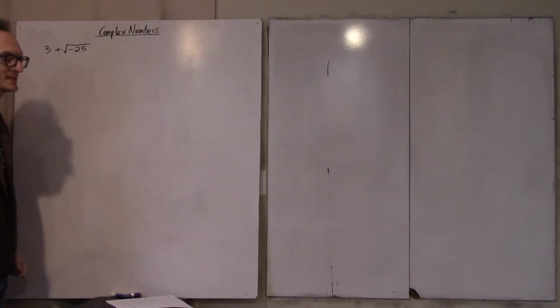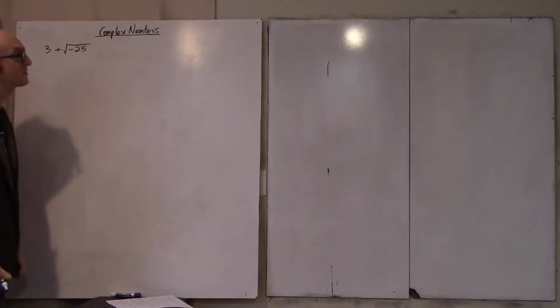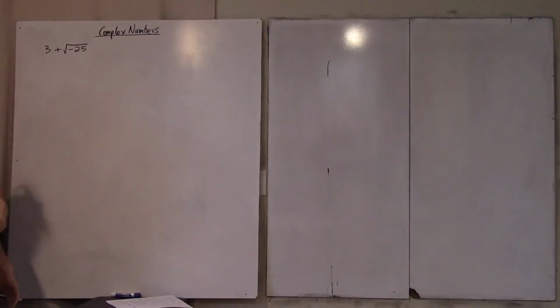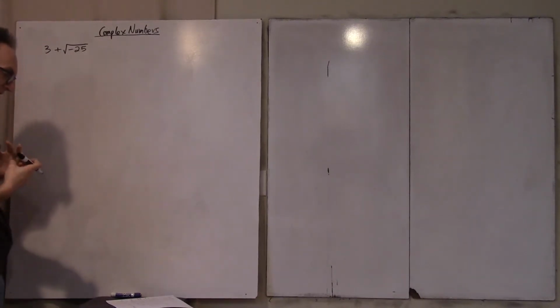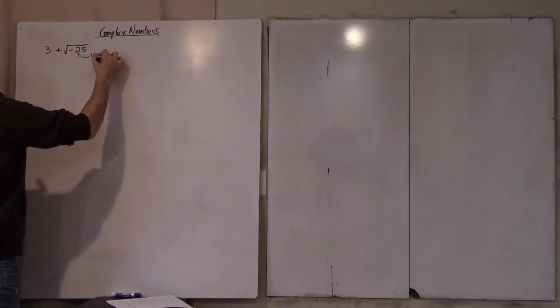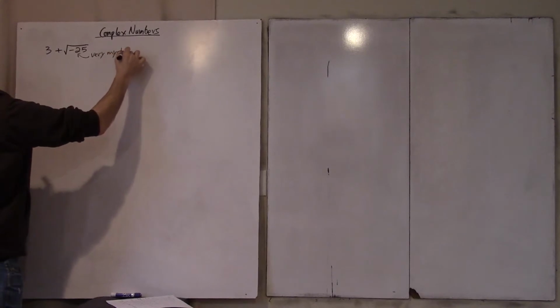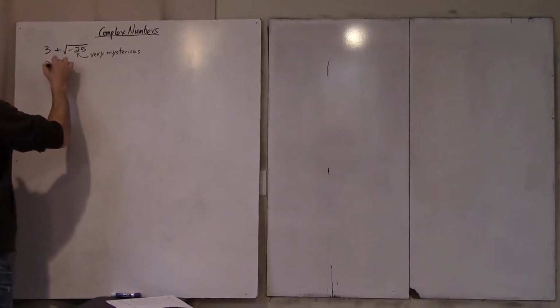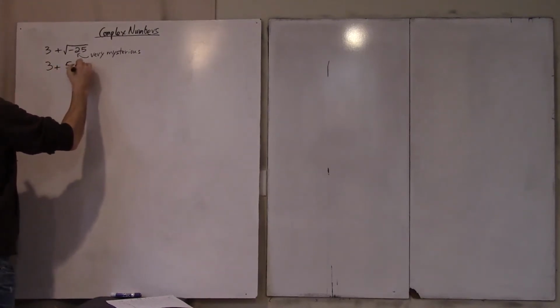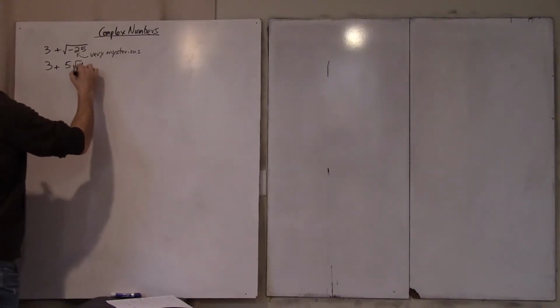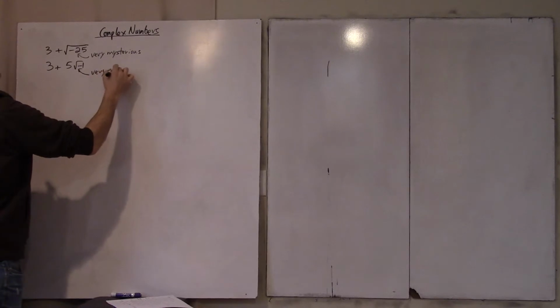That is what people said in the 16th century when they first stumbled upon these things, and they wrote it like this for a very long time, and they hated it. And everyone else hated it too and didn't take it seriously. Well, perhaps if I write it as 3 plus 5 times the square root of negative 1, maybe that's a little bit less mysterious. I think it's still pretty weird.